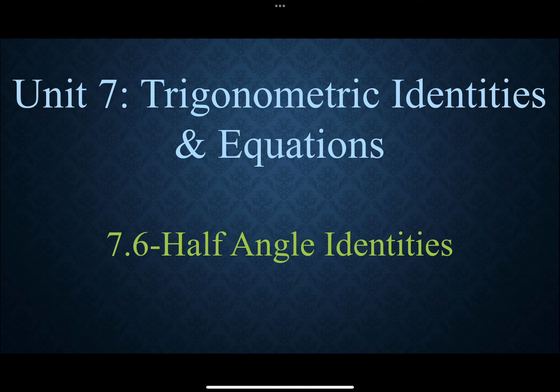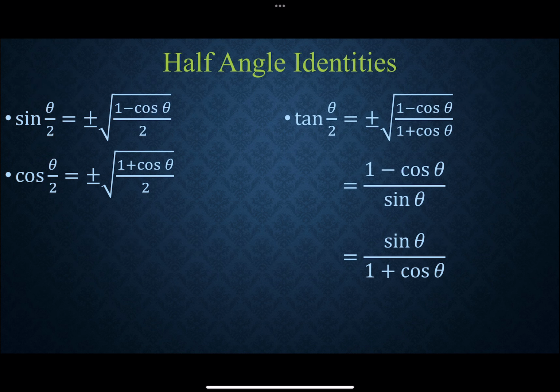Alright guys, welcome back. Today we're taking a look at the half angle identities, reversing what we did with the double angles. The half angles are a little interesting. Sine theta over 2 and cosine theta over 2 are both involved with a plus or minus and then a square root expression using cosine theta.